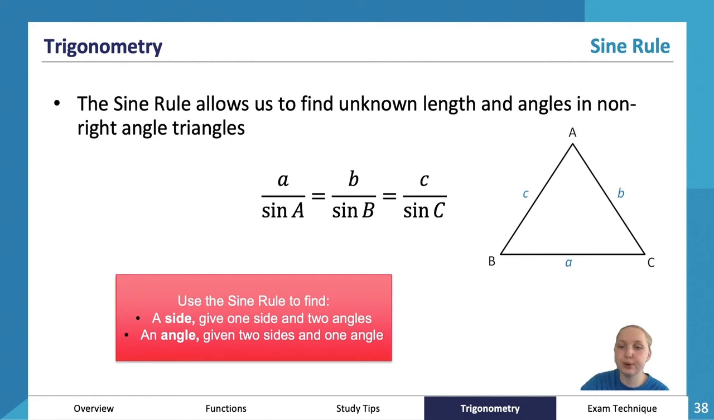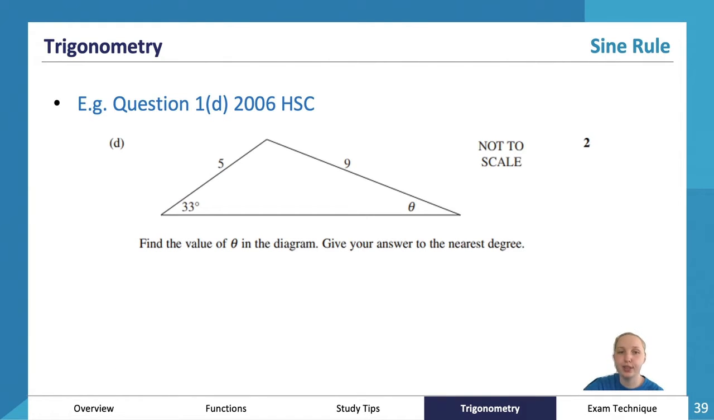So we're going to look at some practice questions, because I think the best way to work out and understand this rule is to look at practice questions. This one comes from the HSC from 2006. It was worth 2 marks, and it says find the value of theta in the diagram. Give your answer to the nearest degree.